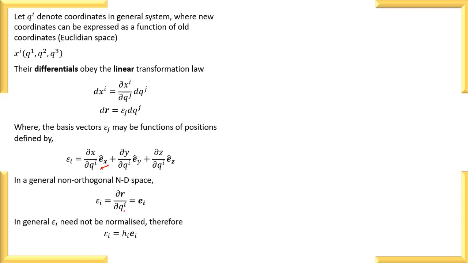So if the h parameters are not equal to 1, that is if the ei's are not normalized, then epsilon i is equal to hi ei. Such that, for example, in the Cartesian to polar coordinate system, we know that r cap, that is er, can be expressed, and also e theta is equal to r of, and also epsilon phi will have an h parameter, r sine theta e theta. Here similarly e phi, and this is er. So it varies according to the h parameter if they are not normalized.